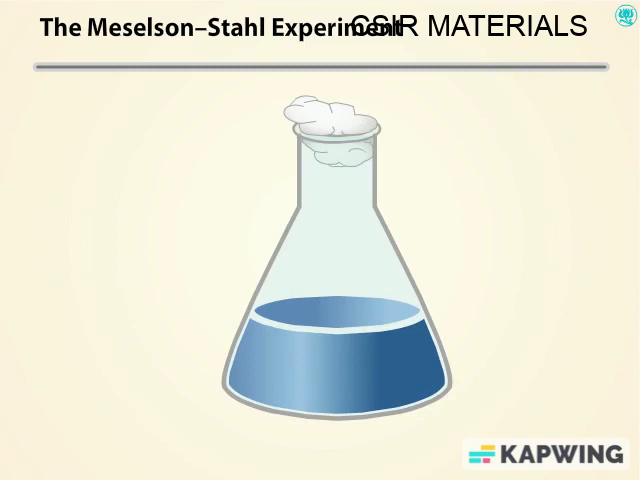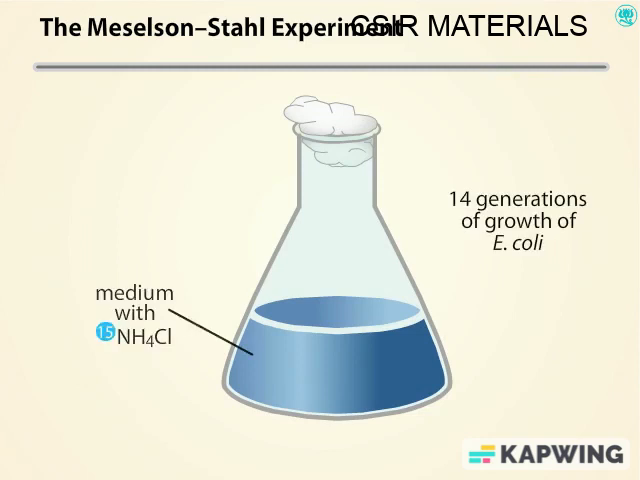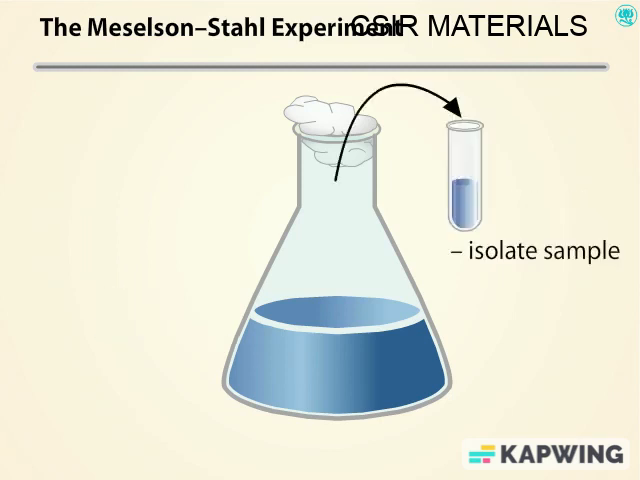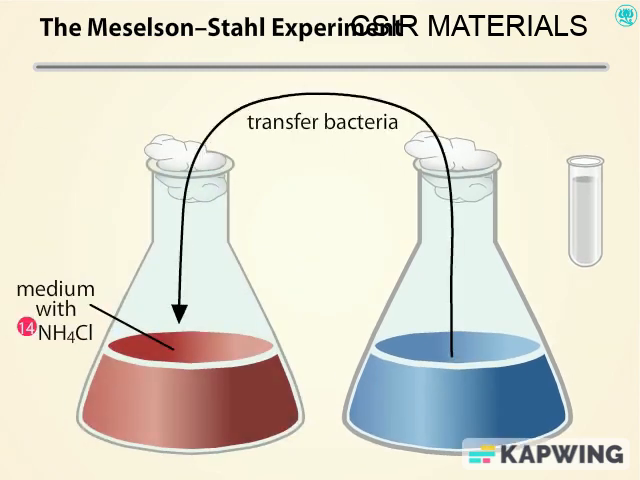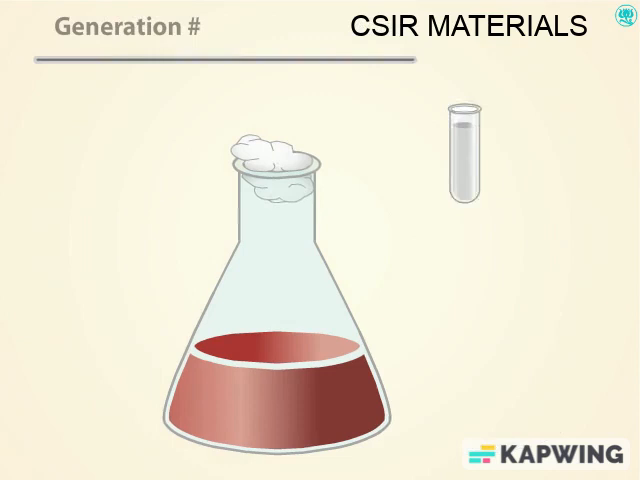They first grew E. coli for 14 generations in a medium with N15 in the form of ammonium chloride as the sole nitrogen source. Growing the bacteria for many generations ensured that all the DNA would be labeled with heavy nitrogen. At this time, they isolated their first bacterial sample, prepared the DNA, and added the cesium chloride for centrifugation. At the same time, some of the bacteria were transferred to N14 light medium and allowed to continue to grow. From this point onward, newly replicated DNA will be made with the light form of nitrogen. They called their first sample Generation 0.